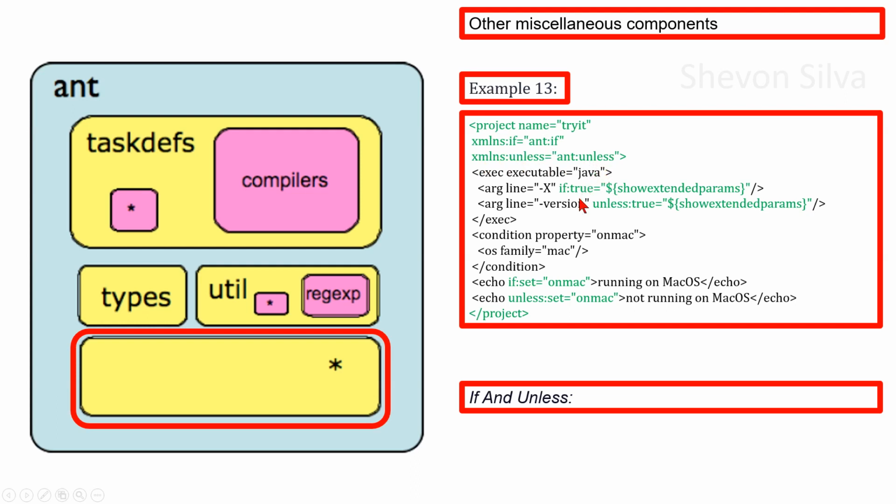And the if and unless namespaces support the following three conditions. True, if the value of the attribute evaluates to true. Blank, if the value of the attribute is null or empty. Set, true if the specified property is set.